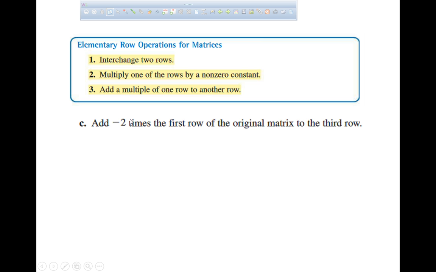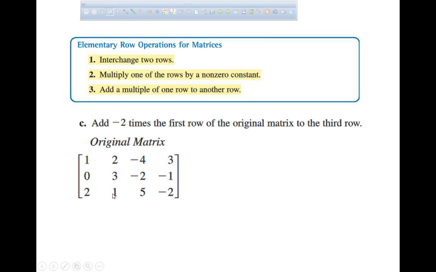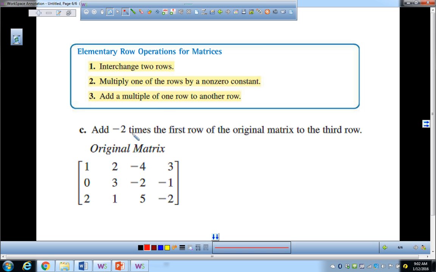So here's an original matrix. Just like we did with systems of equations, there are operations you can use on the rows. You can interchange two rows, multiply one of the rows by a non-zero constant, which we had done before with systems, and then you can add a multiple of one row to another.